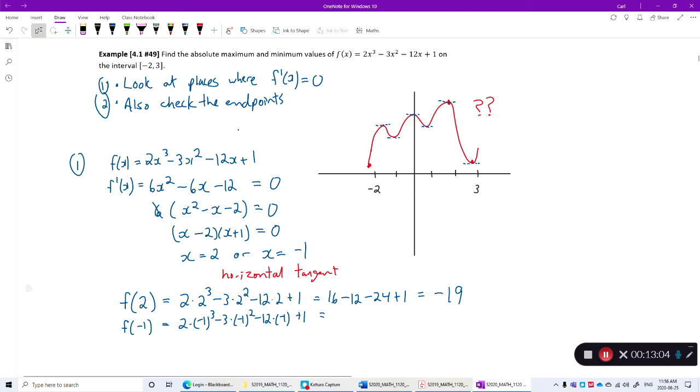And so what is that? That would be negative 2, negative 3, plus 12, plus 1. So that's 8, right? And now we have to check the endpoints.